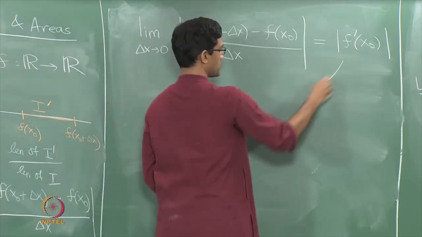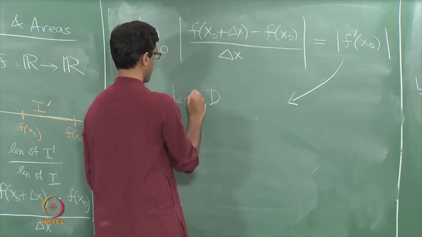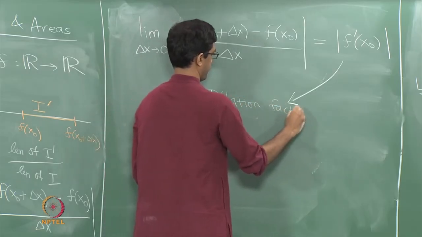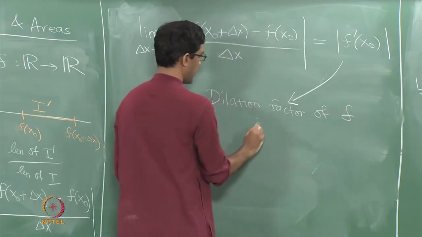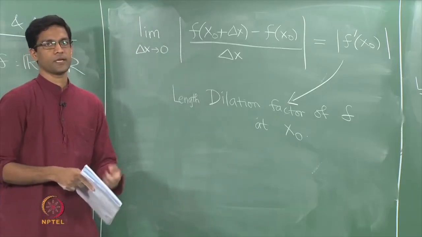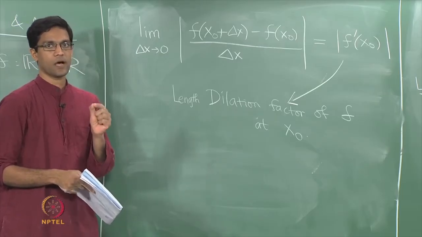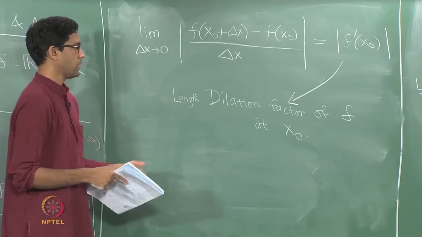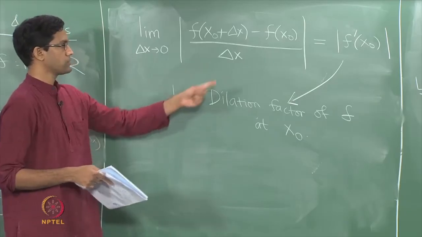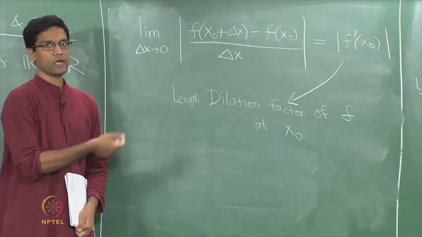So what is this? This is exactly the length dilation factor of the function f at the point x naught. All it's doing is keeping track of the amount by which intervals get scaled when those intervals are in a small neighborhood of x naught. But observe that unlike the case of a linear transformation, this is not uniform. The value of the derivative may not be a constant at all points. It is of course a constant if f is a linear transformation.